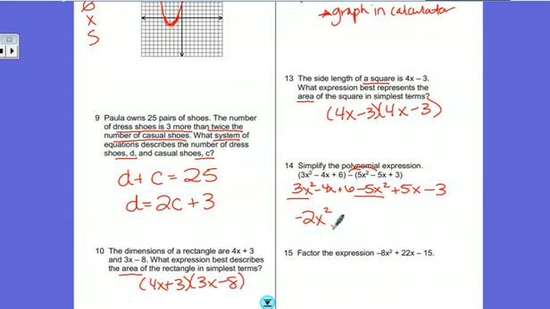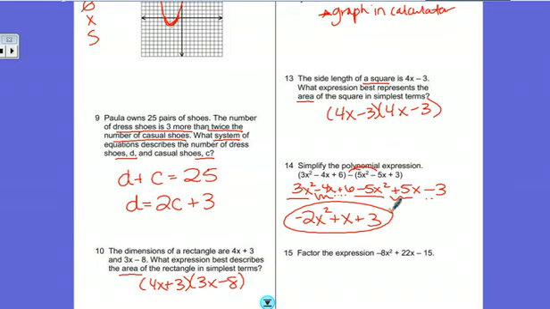Remember, when you add or subtract, your exponents stay the same. Negative 4x plus 5x is a positive 1x, so you could put a 1 there or not. And then 6 minus 3 is a positive 3. That's good. Okay, 15, factor.